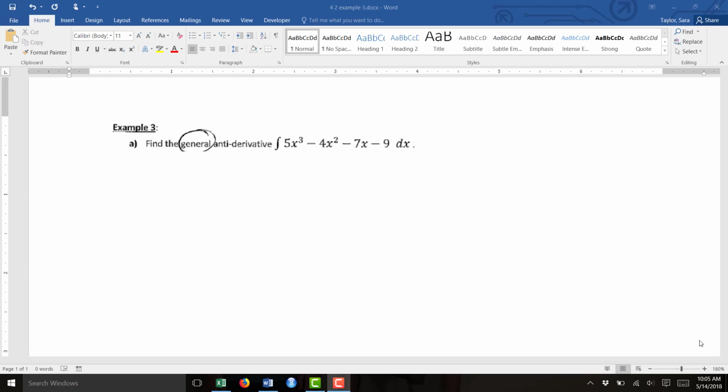This is Unit 4, Block 2. We're doing Example 3. Part A asks us to find the general antiderivative of this third degree polynomial. Remember, a general antiderivative will have the plus c in it.